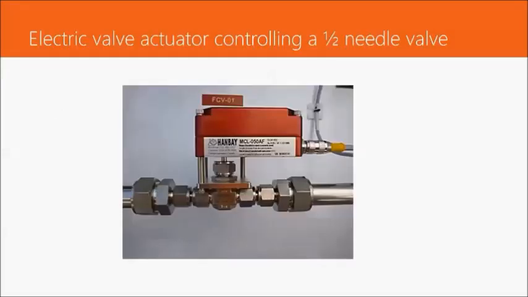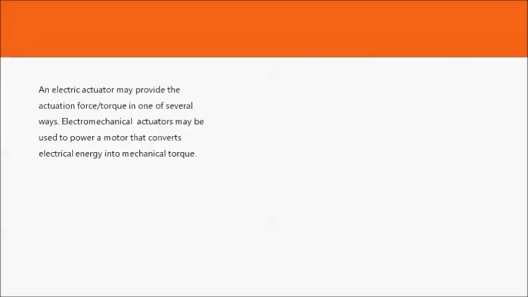Now, since there are too many types of actuator, another example of an actuator is an electric valve actuator controlling a one-half needle valve. Okay, that is the example. It means this electric valve actuator is used to control this one-half needle. Okay, that is an example of an electric valve actuator shown in the picture. We discuss now the application of the electric actuator.